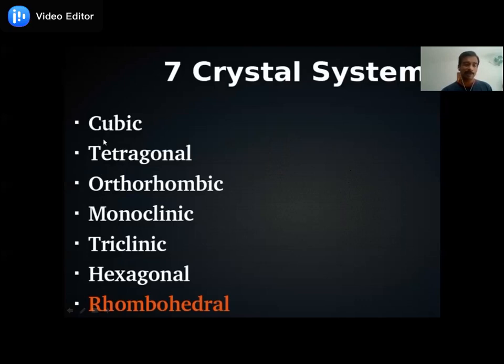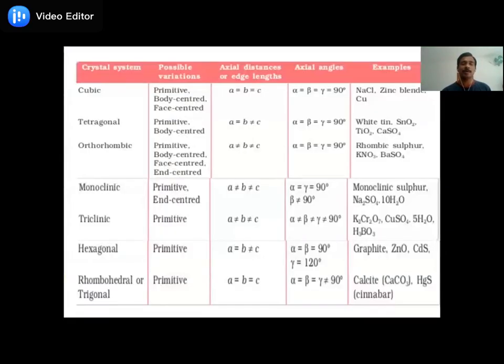So here you can use another short form to remember these names. C, Tom, THR. C, cubic, T, tetragonal, O, orthorhombic, M, monoclinic, T, triclinic, H, hexagonal, R, rhombohedral. We can see in detail how the variations are taking place, or why these crystal systems are different.